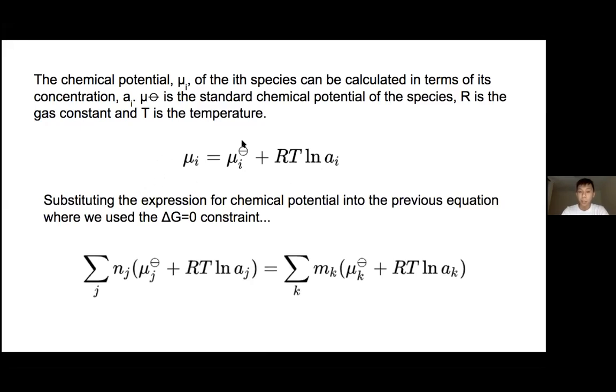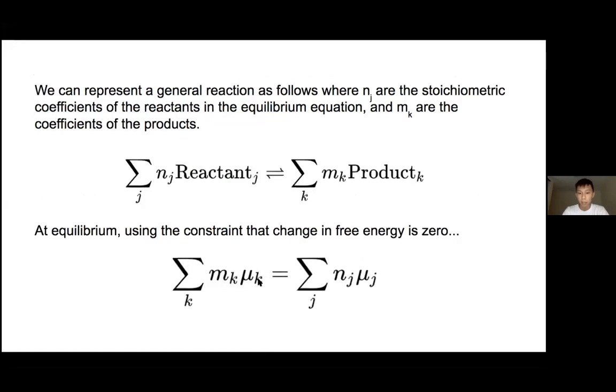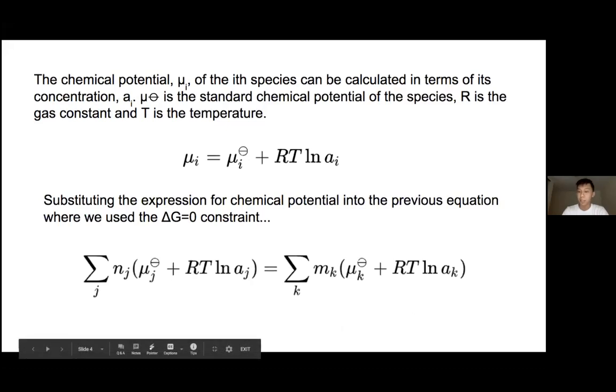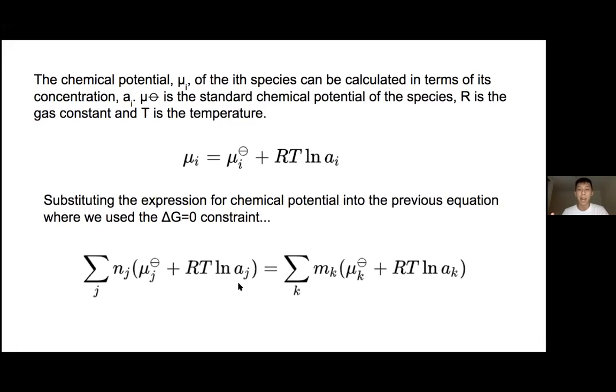So now all we do is take this equation and substitute it into the chemical potential for the reactants and the products. So now we have this expression, which is still saying the same thing, that the free energy of the reactants equals the free energy of the products, meaning that the change in free energy is 0. So now we've converted our free energy expression into an expression that uses the concentration of the species. Does anyone have any questions up to this point?